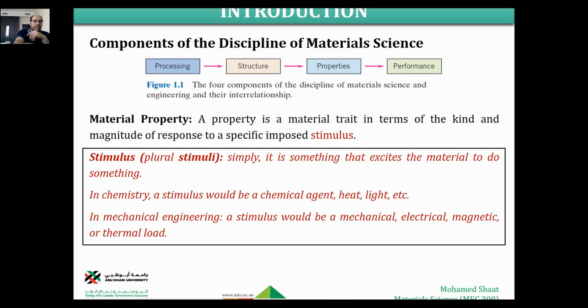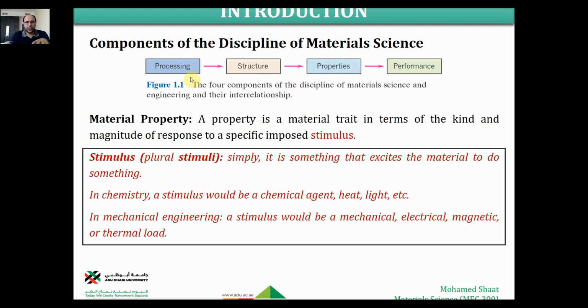Make sense? It means that material processing should be a separate subject, and in many cases it is covered in separate courses. That's why the main focus of the material science course is going to be over these two blocks: the structure, and how the structure would impact or affect the properties of the material. Make sense?